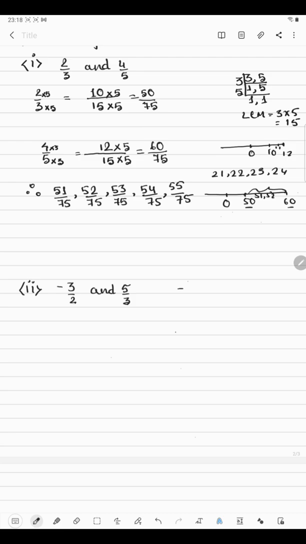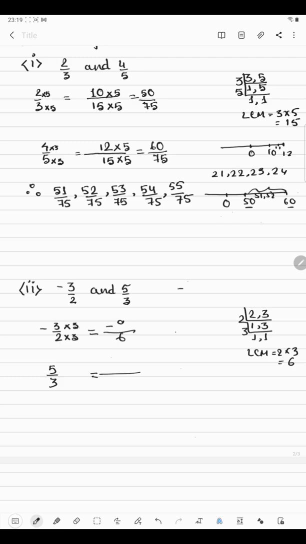Now in the next question we have minus 3 by 2 and 5 by 3. So here again we will write the 2 rational numbers which are given. Now we will find the LCM of these two. So LCM of 2 and 3 will be: 2 ones are 2, then 3 ones are 3. So LCM will be 2 into 3, which is 6. That means we will have to make 6 in the denominator. So here what should be multiplied with 2 to get 6? It will be 3, and the same number will be multiplied with the numerator.